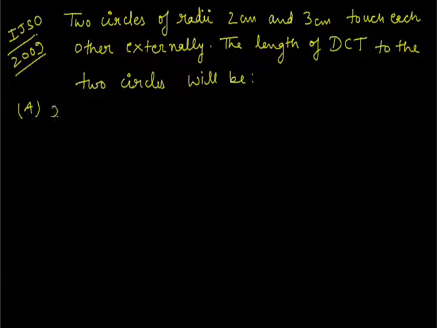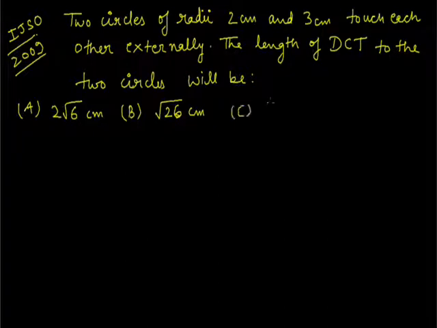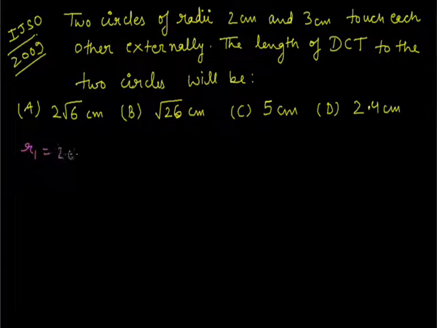Options are A, 2 root 6 centimeter; B, root 26 centimeter; C, 5 centimeter; and D, 2.4 centimeter. Let's attempt this question. Two circles of radii 2 centimeter and 3 centimeters. So R1 is given to us as 2 centimeter and R2 is given to us as 3 centimeter. It is given that the circles touch externally like this.